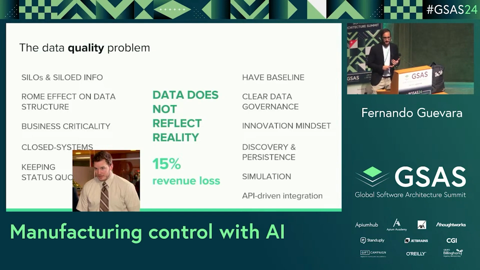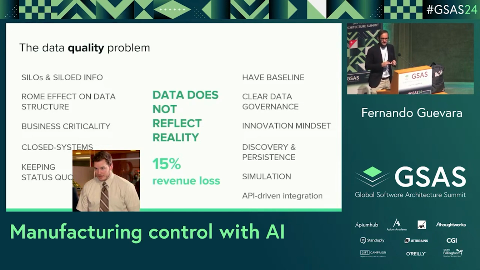Have a baseline, meaning know how your production was before you started making changes, know how your KPIs were being fulfilled before you started making changes. Clear data governance. Who is going to really tell you what a piece of data means?